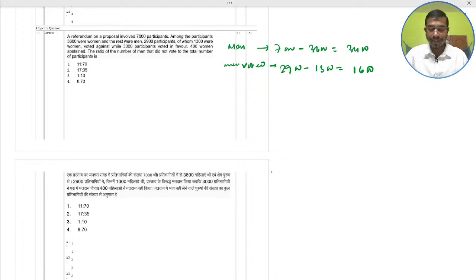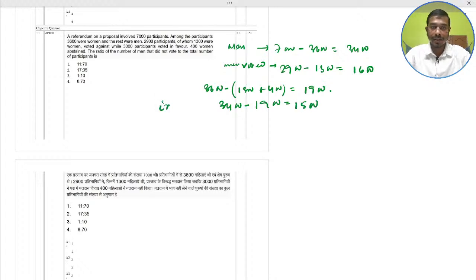So women who were absent from the voting, that would be 3,600 minus the rest, that is 1,300 plus 400. So that would be 1,900. So men participants who voted in favor means 3,400 minus this one, the 1,900, in favor 1,500. I just write in favor.